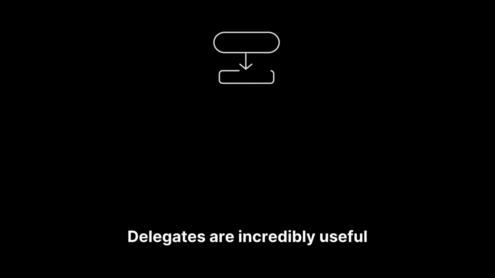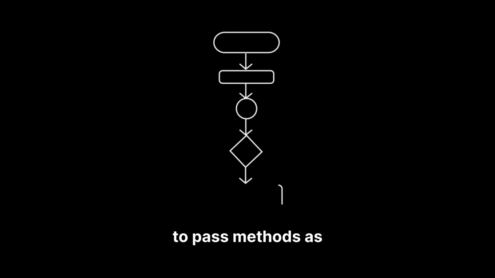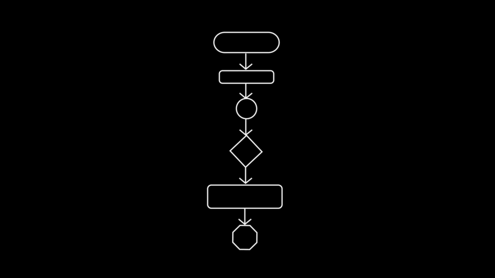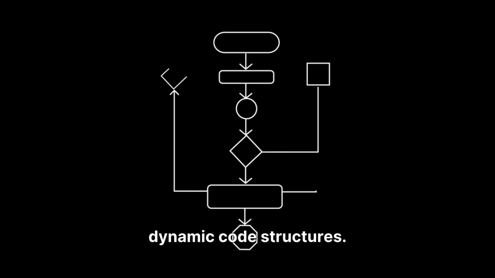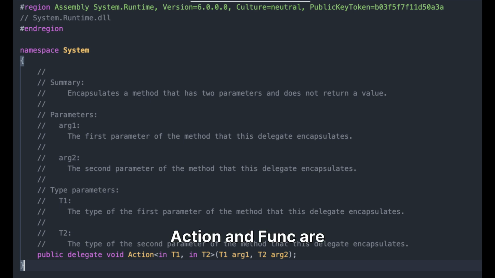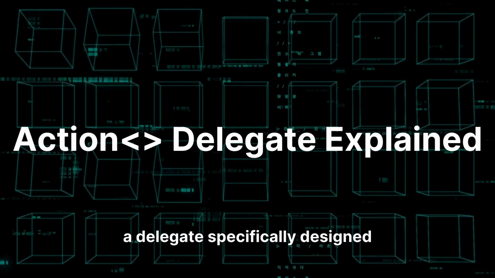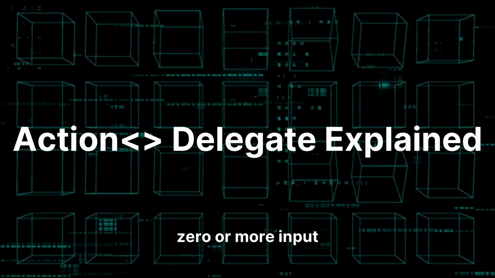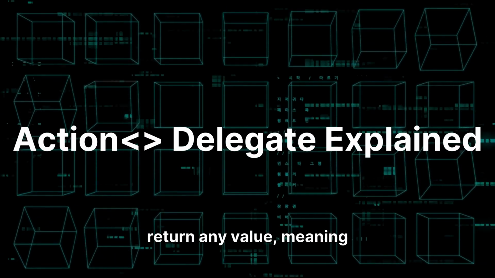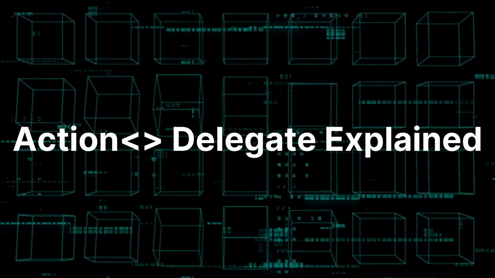Delegates are incredibly useful because they allow you to pass methods as arguments to other methods, enabling highly flexible and dynamic code structures. Action and Func are predefined delegate types in C#, saving you the effort of manually defining your own custom delegate types. Let's start with Action, a delegate specifically designed for methods that take 0 or more input parameters but do not return any value, meaning they have a void return type.